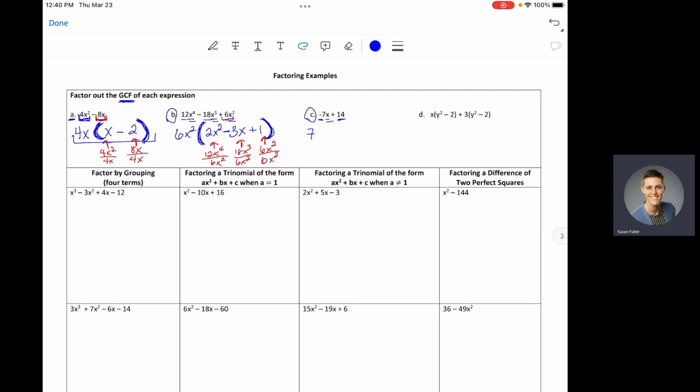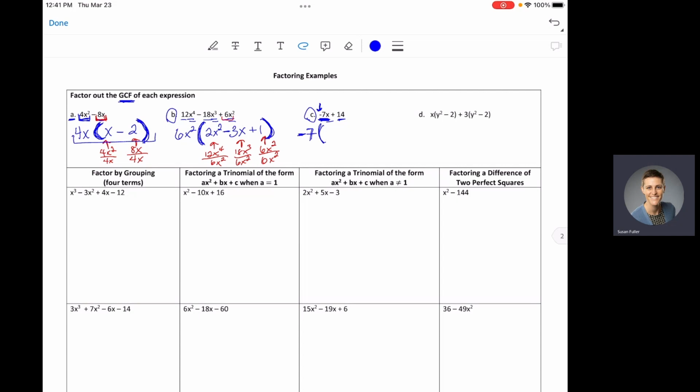Now, the other thing here is that this is negative in front of the x here. Generally, if you have a negative in front of the leading term, the one with the highest power of x, it's generally going to make your life easier to factor the negative out with the number. So let's take out a -7 this time as our GCF. So if we divide a -7 out of everything, we'll write our GCF out front and make our parentheses. And now we're going to divide each term here by our GCF.